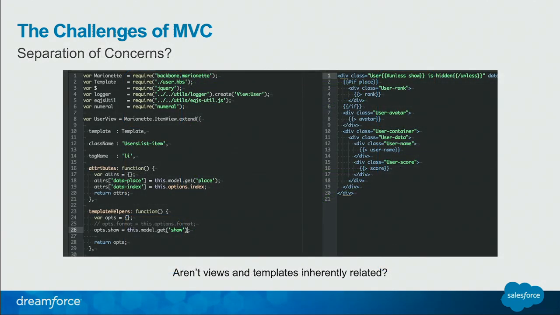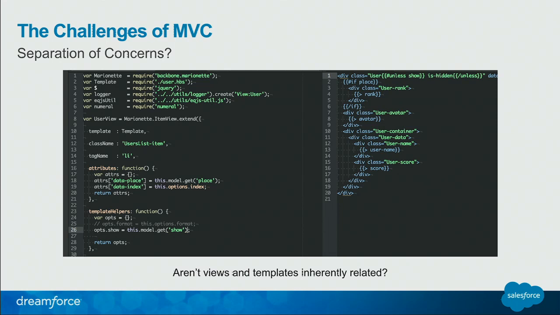So I have a little code snippet up here. Does anybody know what we're looking at up here? Okay, so on the left-hand side, this is actually a Backbone view, and on the right-hand side is its associated template.